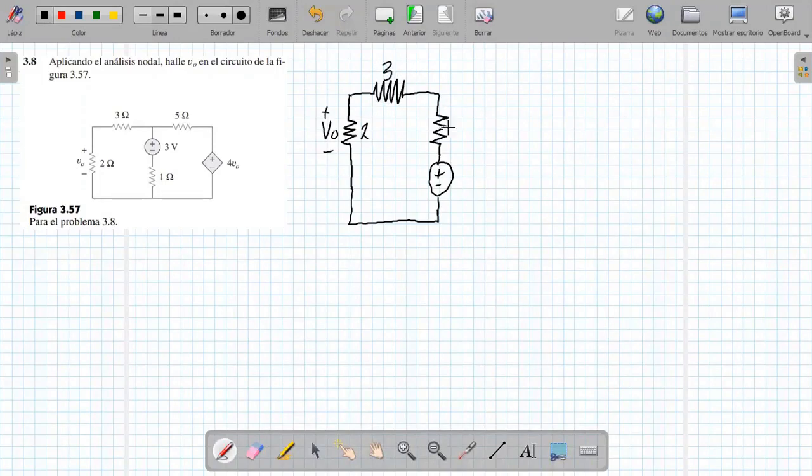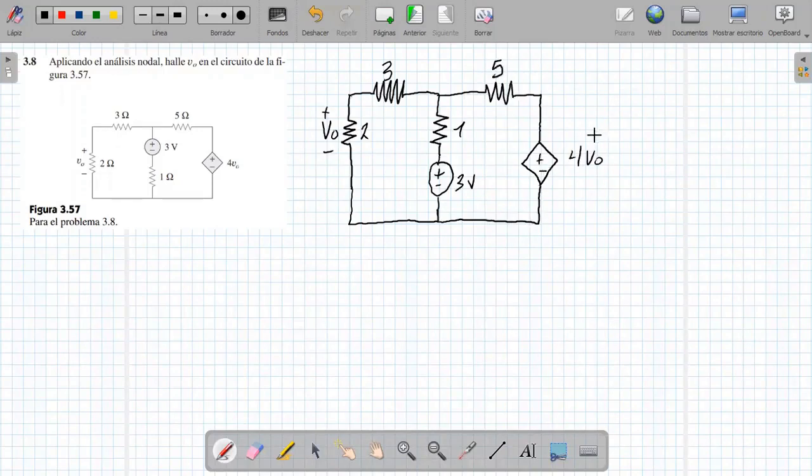Here the only thing I did was change the position of the resistance with the 3-volt source, because they are in series, so the location does not matter. And here comes the resistance of 5. Then comes a dependent voltage source of 4 times V sub 0. Now they ask me to determine V sub 0 by applying nodal analysis.